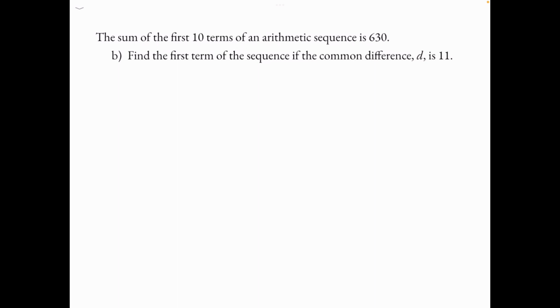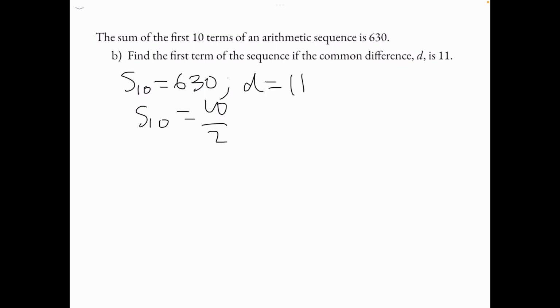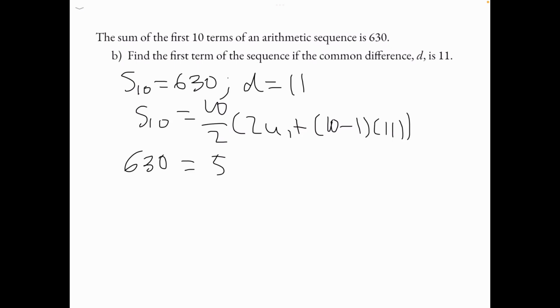Now, part B says to find the first term of the sequence if the common difference D is 11. So now we know S10 is equal to 630. D is equal to 11. So now we'll just plug everything back in. 2U1 plus 10 minus 1 times 11. Which is equal to 630, 2U1 plus 99.